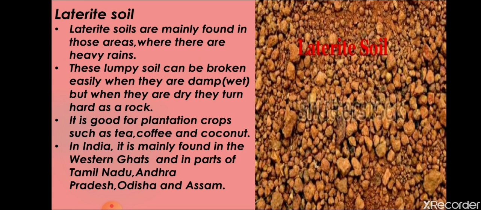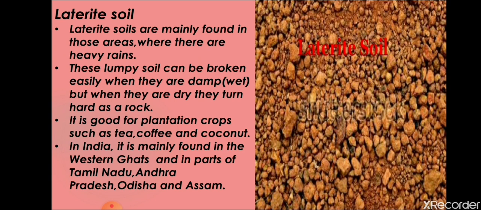The quality of this soil is that it is basically found or formed in the regions where there is heavy rainfall. Where there is heavy rainfall, only these types of soil form. This soil has a quality that if it is wet, then it can be broken easily. But if it becomes dry, it will become like a rock. So as it gets water, it becomes easy to break. But if it is dry, it will turn as hard as rock, just like cement.